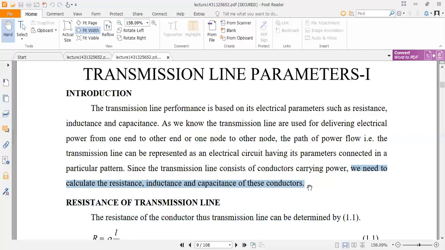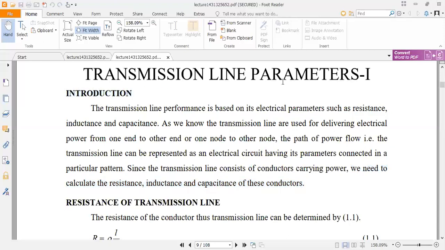Here in this section, we will consider one conductor or two conductors, a single phase transmission line and a three phase transmission line, where we will calculate the value of the resistance, inductance, and capacitance. Then we analyze the performance of the transmission line in terms of the efficiency and the voltage regulation. So this is the basic introduction of this chapter.